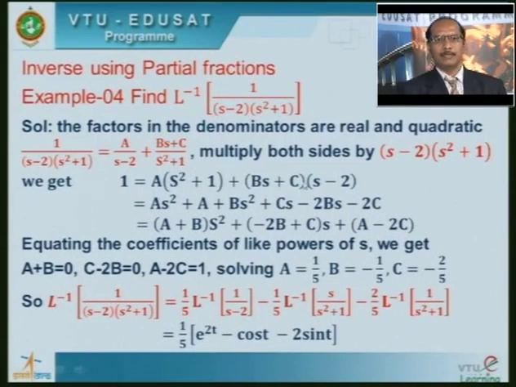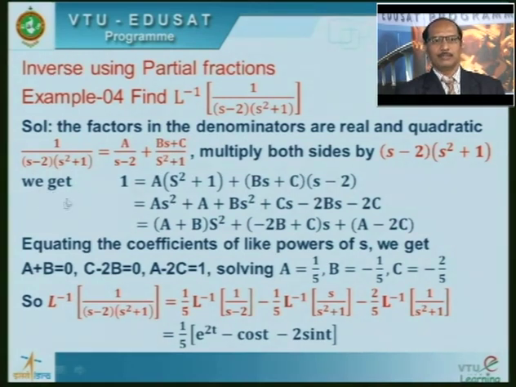See another example here, a linear non-repeated factor and one quadratic. The linear term is s minus 2, the quadratic term is s square plus 1. You know how to write this into partial fractions. The factors in the denominator, one is real, the other is quadratic, both non-repeated. The form is a divided by the linear s minus 2, and for the quadratic, b into s plus c divided by s square plus 1.